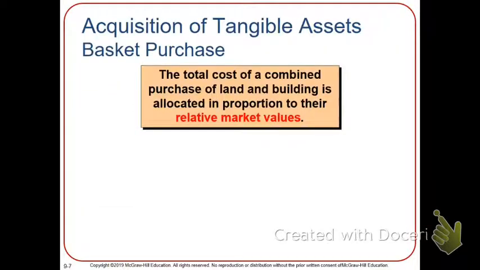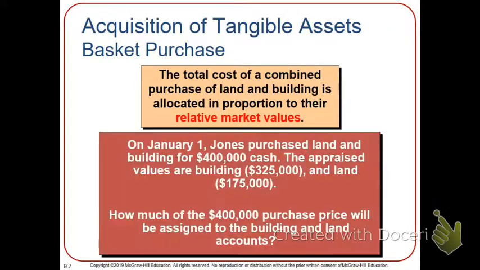So we have a basket purchase. Now we kind of already talked about this in the prior chapter. So a basket purchase is when we buy something and we pay less than what the value is. So in this example, we purchased land and a building for $400 cash, but they appraised more than that. They appraised at $325 and $175. So if you total that up, that's $500.